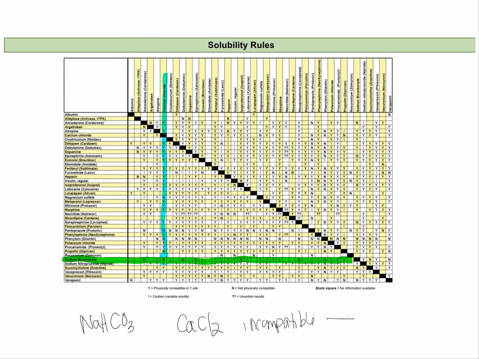And it's because they actually form a precipitate. In this case, when you combine these, we would say, all right, let's take the cation from one and the anion from the other. And then we'll take the anion from one and the cation from the other, and we'll combine them. When we do this, we'll need 2 of these.